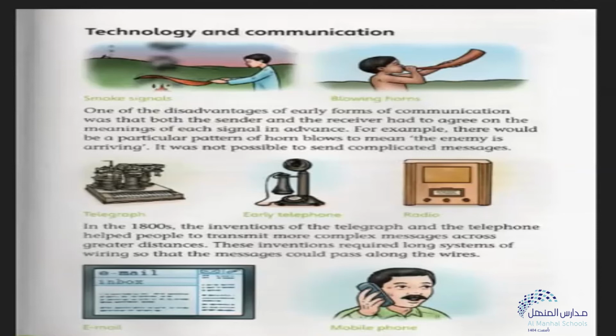There you can see how people communicated in ancient times. There were smoke signals, and there's a picture of a smoke signal. That was a form of communication in ancient times. They were also blowing horns.